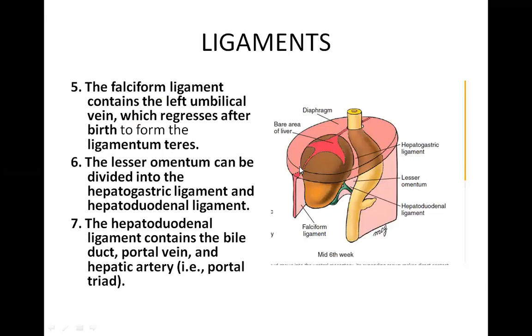So now the two ligaments will be forming the falciform ligament, which is a sickle shaped fold between the anterior abdominal wall and the liver. So this contains the left umbilical vein, which regresses after the birth, and it will form the ligamentum teres. Then the lesser omentum can be divided into two parts. One is the hepatogastric ligament, which is cranially, and the hepatoduodenal ligament, which is lying caudally. In this hepatoduodenal ligament, it is having the portal triad, that is the bile duct, portal vein, and hepatic artery. That is known as portal triad.